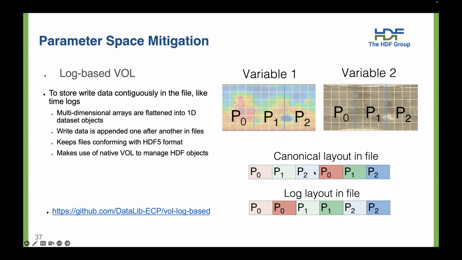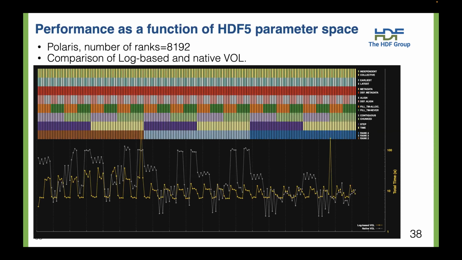Now what the log based VOL does is it just writes, so P0 will write all its data of variable 1 and variable 2 contiguously, then rank 2 will write all its data contiguously, and then so on. So this is what the log based VOL does, and we'll have a demo of using the log based VOL in the hands-on. So this is an example of using the log based VOL with that program that I showed.